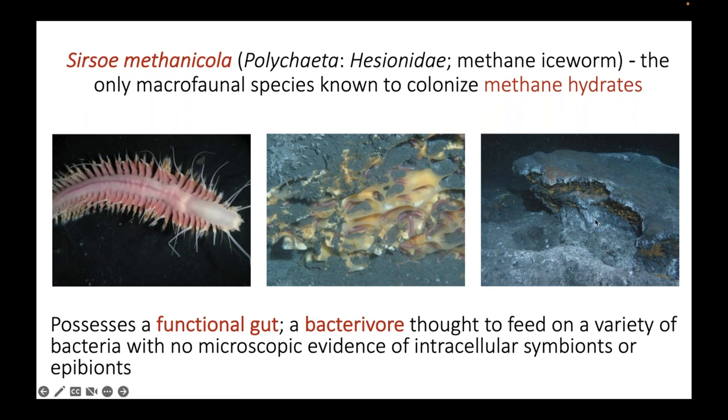So the ice worm possesses a functional gut, and it's thought to be a bacteriophore that feeds on a variety of bacteria. No intracellular symbionts and epibionts have been observed in the ice worm under the microscope, which is pretty unlike many other deep sea animals that contain chemosynthetic symbionts that make food for them via microbial carbon fixation.